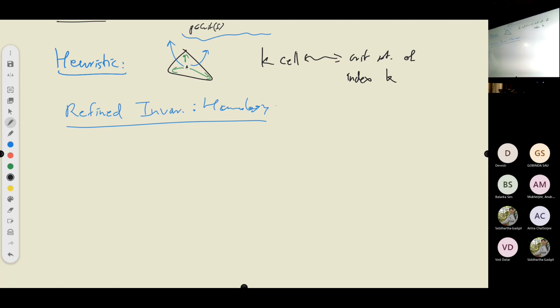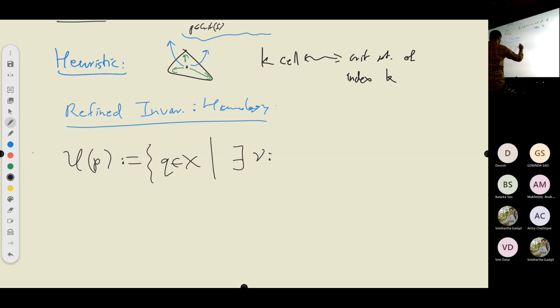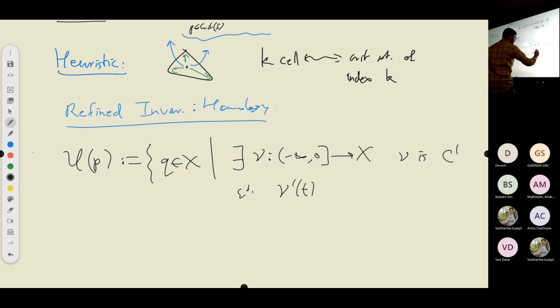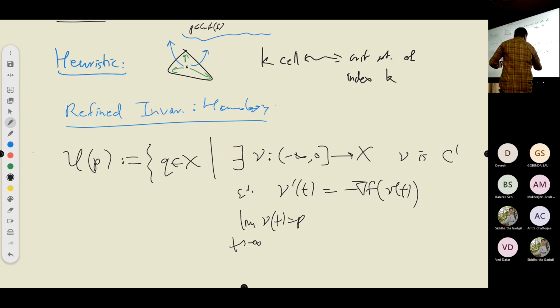So guided by this intuition, we try talking about the so-called stable and unstable manifolds. So let me define them. The unstable manifold of a point P is the set of all points Q belonging to X such that there exists a path gamma from minus infinity to zero into X, where gamma is C1 such that gamma prime of t is equal to negative gradient of f at gamma of t, and the limit as t tends to negative infinity of gamma of t is equal to P, your critical point, and gamma of 0 is equal to Q.